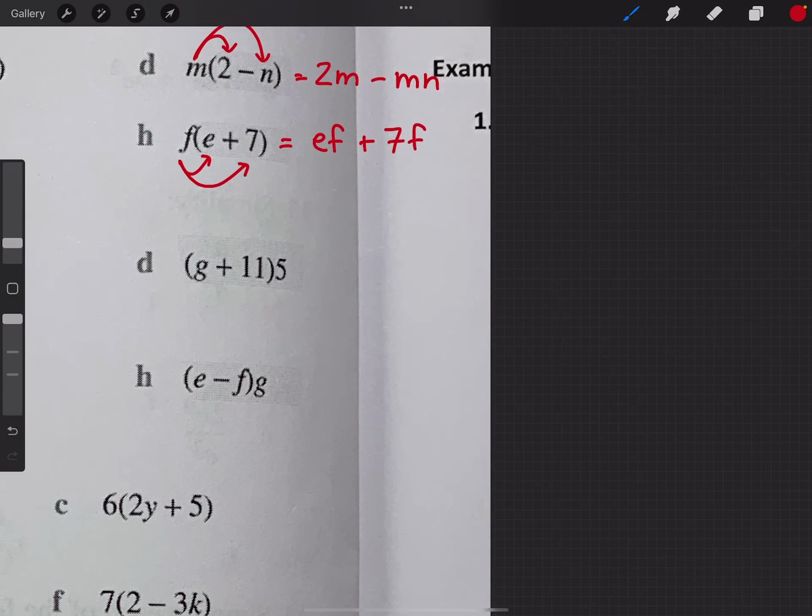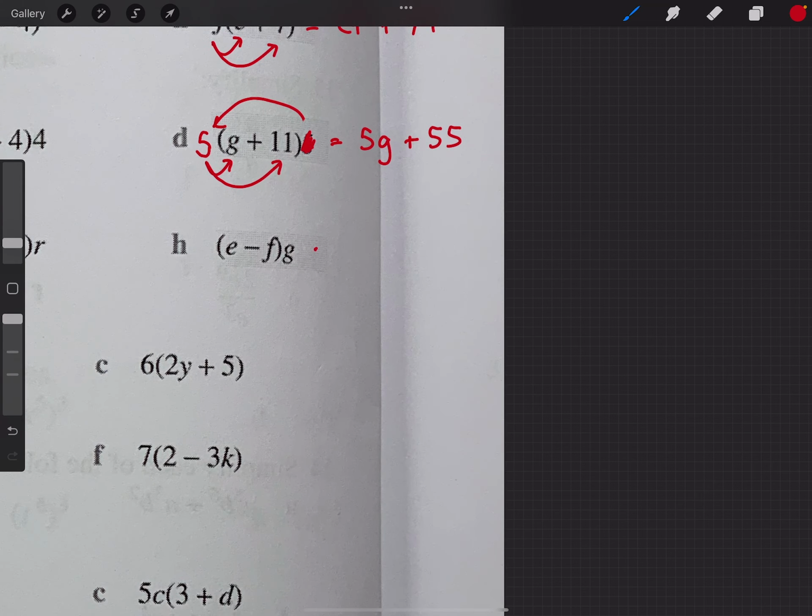3. Now, this one they try to be tricky by putting the number at the back, but it's exactly the same thing as putting it at the back or front. It makes no difference. So I can just put that in the front, and I can just multiply it again. So 5 times g, that's equal to 5g. And then 5 times a positive 11 is positive 55.